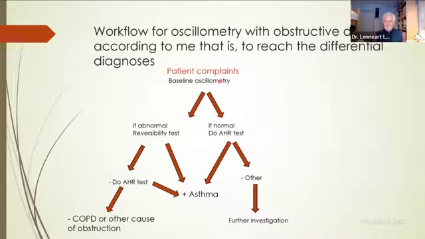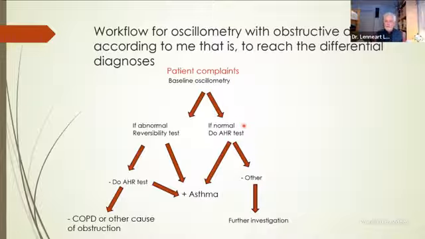You do baseline oscillometry. If it's abnormal, well, then you do a reversibility test. If the reversibility is there, well, that increases the likelihood for putting asthma high on the differential diagnosis. If the reversibility is negative, i.e. no reversibility, well, then you do what they did in Malmo. You do an airway hyperresponsiveness test. If that comes out positive, that again puts you in the ballpark of asthma. If that is negative, that puts you in the ballpark of COPD or some other cause of obstruction.